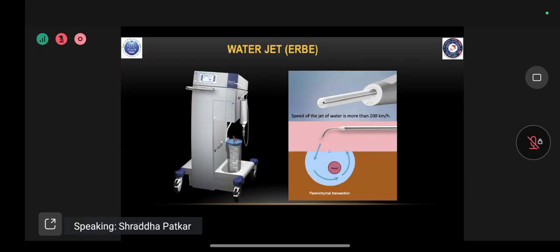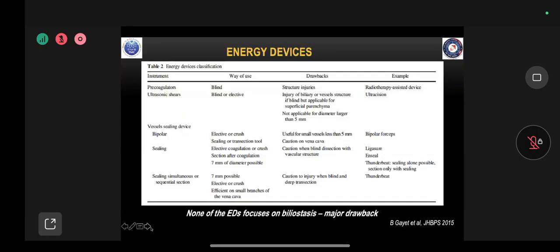We used to have the water jet previously, a very simple device which uses the water current to transect the liver parenchyma. And there are procoagulators, there are vessel sealing devices. You can use the LigaSure, the Harmonic. But again, when you use energy devices, they seal small vessels, but they also seal bile ducts. In the postoperative period, a bile duct which has been sealed during surgery might just open up and cause a bile leak.